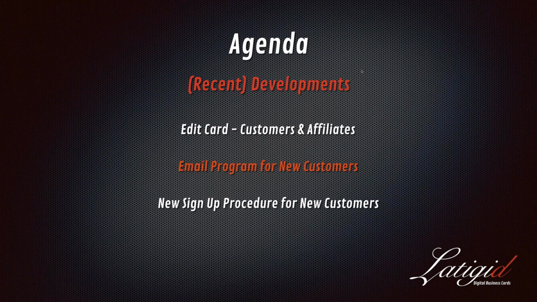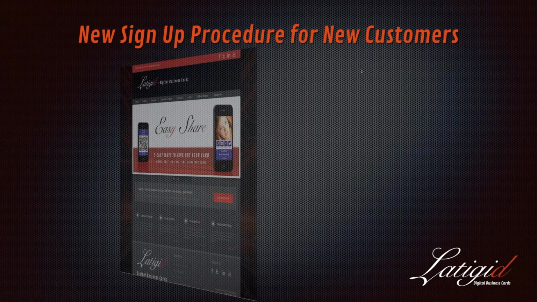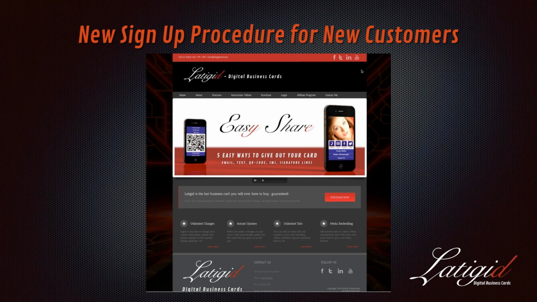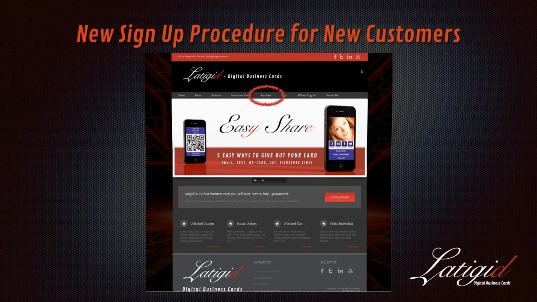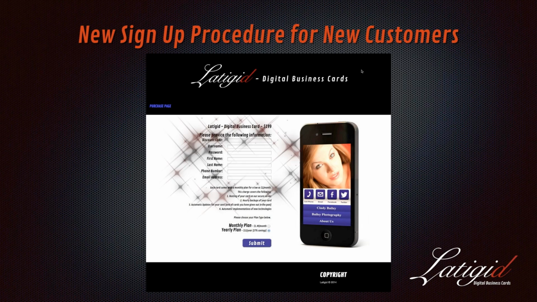I've changed the procedures for signing up a new customer. When you want to get a new customer signed up, you just go to the main website or the affiliate website and click purchase. On the next page, you click on go to purchase page, and then from there, this is what has changed.